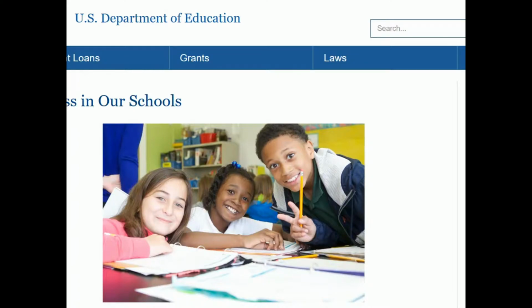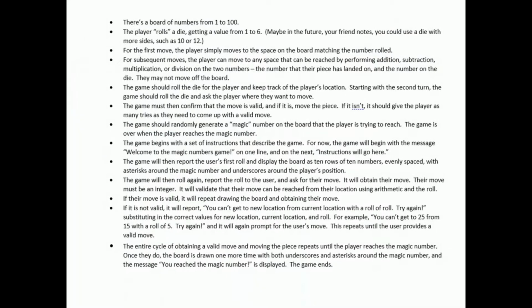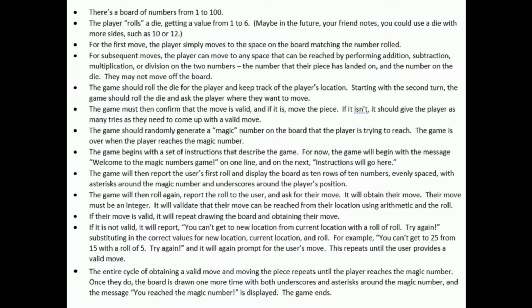Let's go through the game and how the program should appear when it is running. Here's how the game works. There's a board of numbers from 1 to 100. The player rolls a die, getting a value from 1 to 6. Maybe in the future, your friend notes, you could use a die with more sides, such as 10 or 12, to give the cousins practice with larger numbers. For the first move, the player simply moves to the space on the board matching the number rolled.